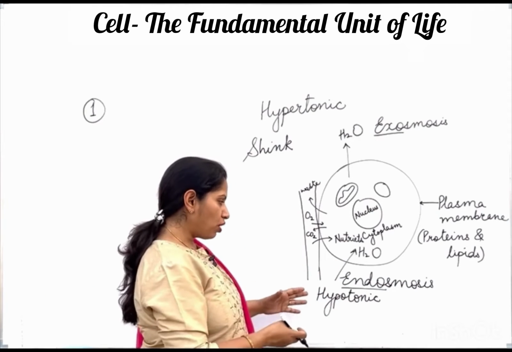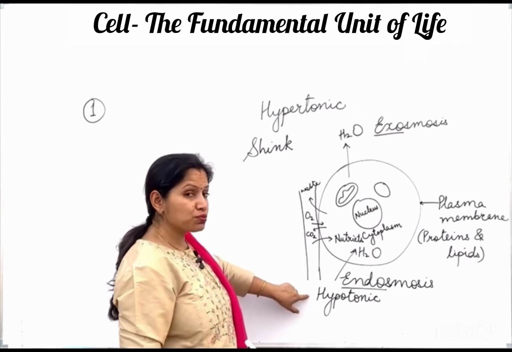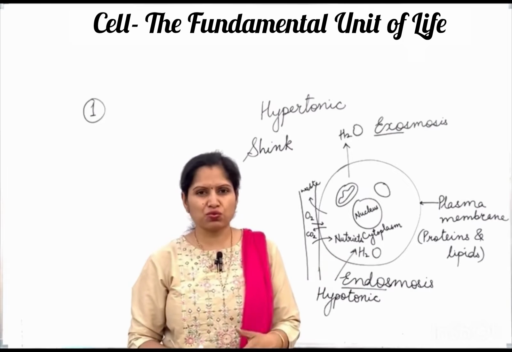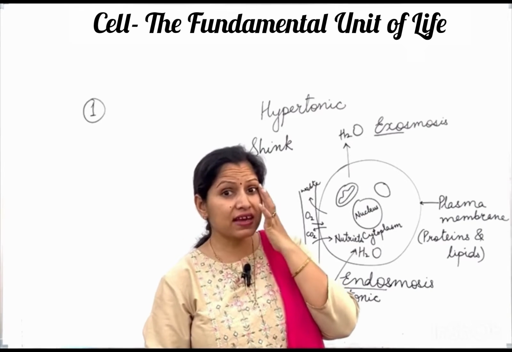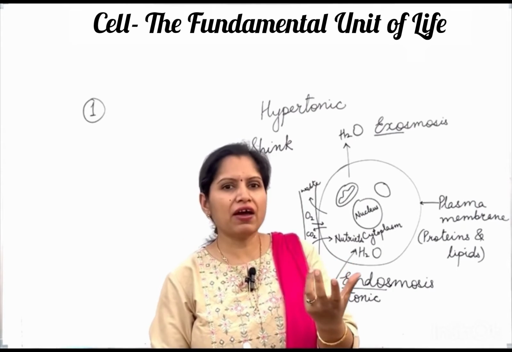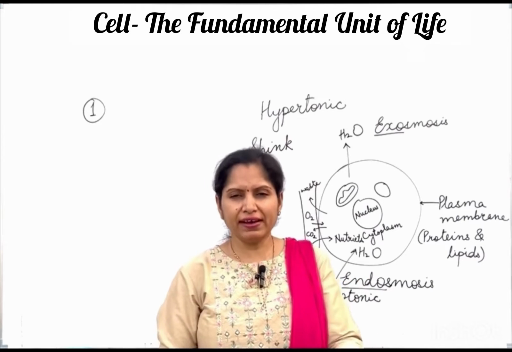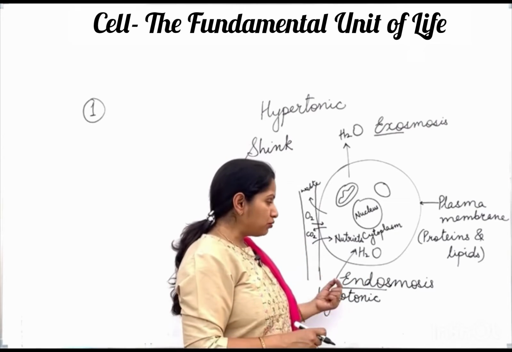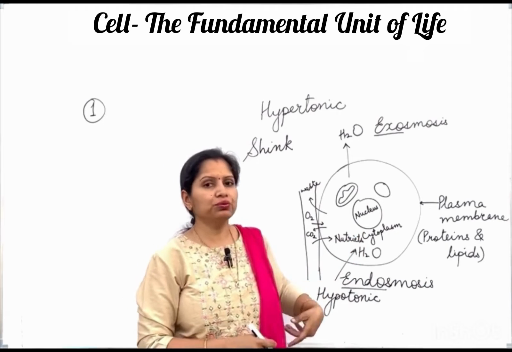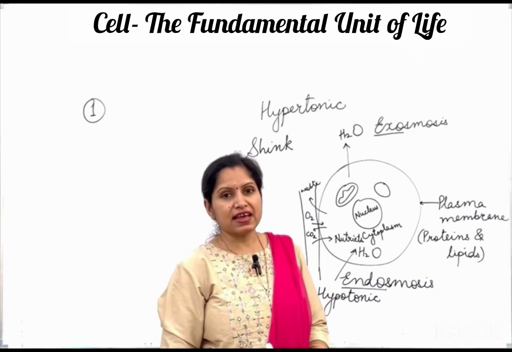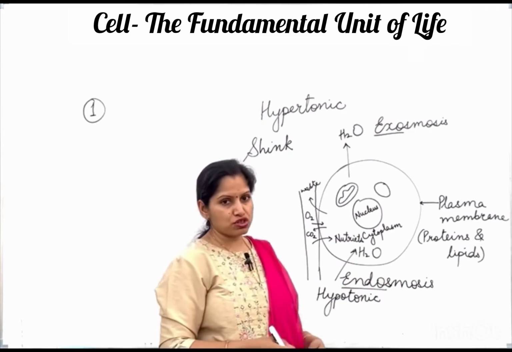So, the water will be moving from the area where there was more water to the area where there was less water. And you know that raisins are the dried grapes. So, they are not having enough water. They are having very little water. So, water from the outside environment is going to move inside the cells, and that process is known as endosmosis.